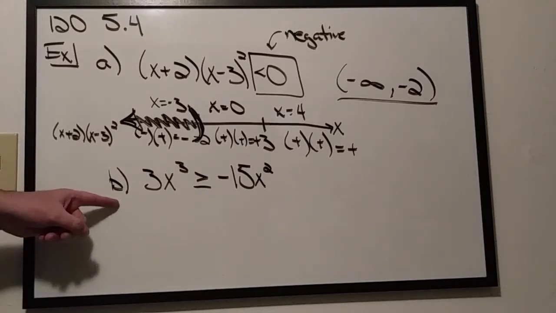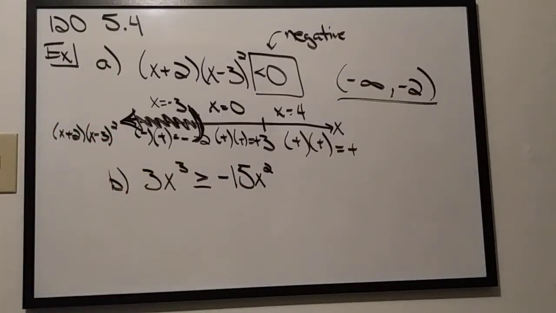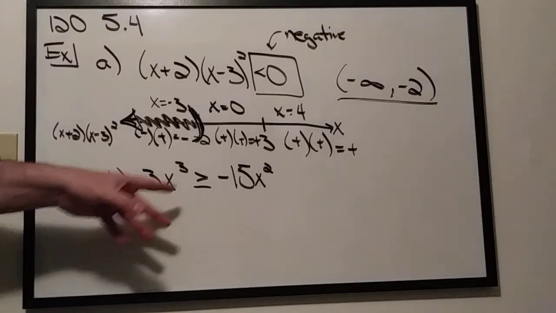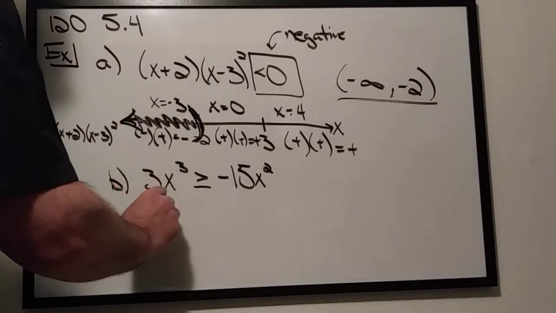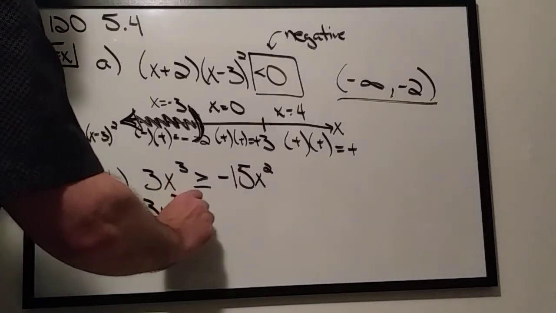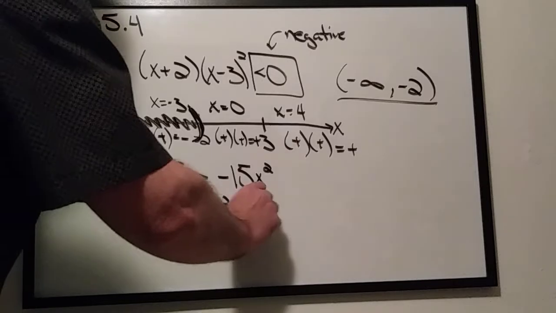Now, as you look at part B, we once again are looking at a problem that is a polynomial inequality. But this time, we don't have the 0 on one side or the other. So we're going to have to start by getting the 0. So let's add the 15x squared to both sides. We have 3x to the third plus 15x squared, and that's greater than or equal to 0.